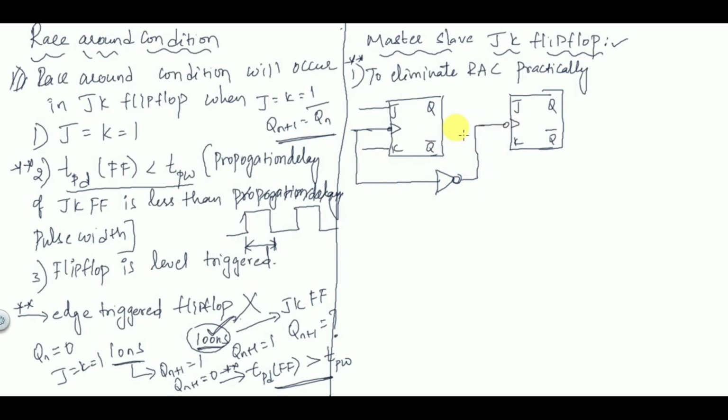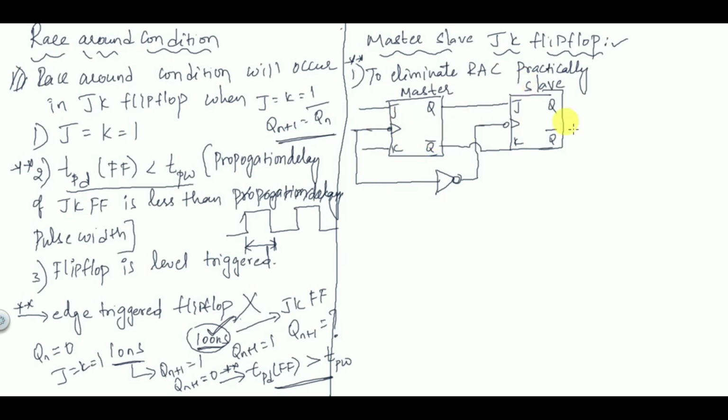This is the configuration, and the outputs of master are given to slave. So in a master-slave flip-flop, this flip-flop will serve as master, and this flip-flop will serve as slave.